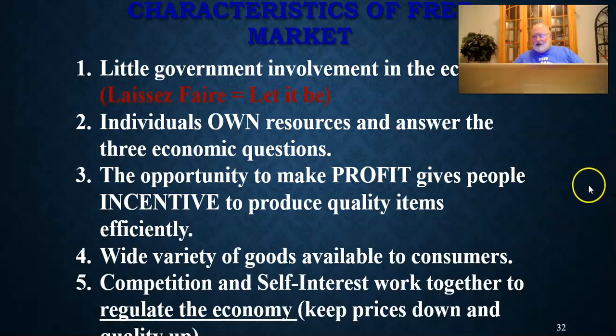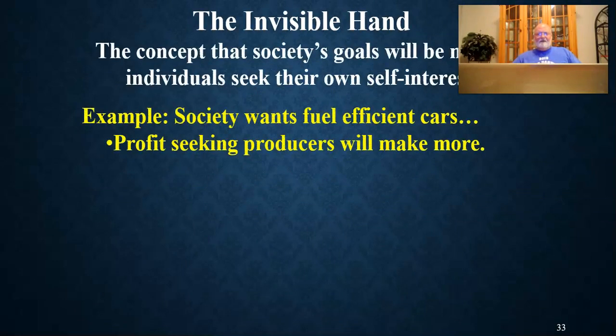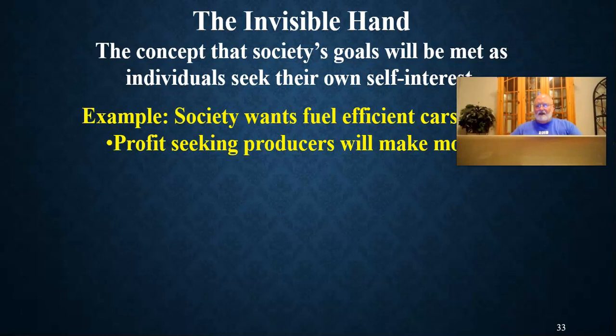Because I don't know what Zaxby's doing or KFC, but if I was KFC or Zaxby's or even that Maryland fried chicken they have in front of Walmart, I would be going to war with Popeyes. If they're stealing your customers, you got to fire back with a better sandwich. Tell you what, I'm a pickup truck driver, and Chevy and Ford have gone at it for years. There's competition and self-interest. They work together. The invisible hand. This lecture is already longer than I wanted it to be. It's the concept that society's goals will be met as individuals seek their own interest.